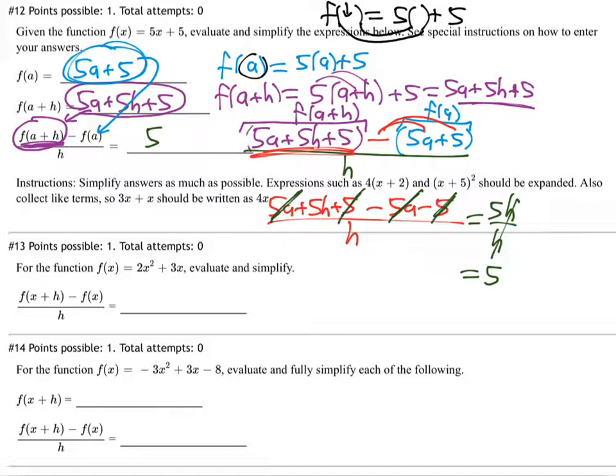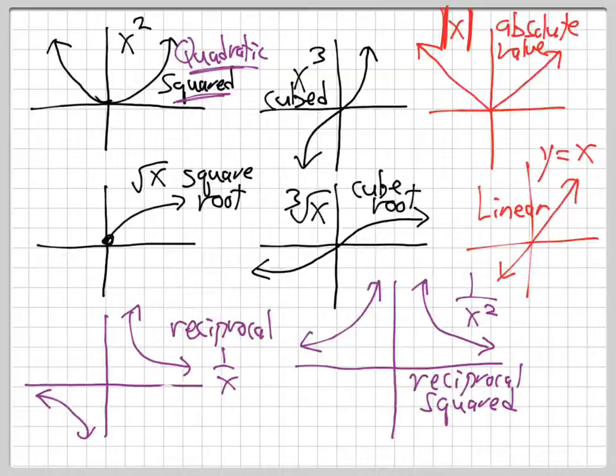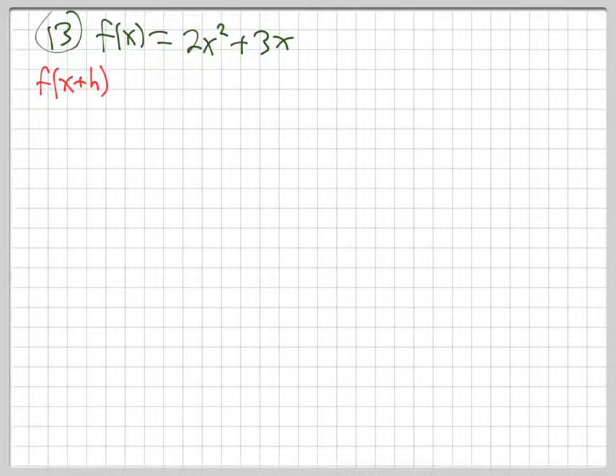So let's try that on number 13. So I'm going to rewrite that one. What is it? 2x squared plus 3x. Do that one, number 13. Okay, so yeah, let's do it. So number 13, f of x equals 2x squared plus 3x. And then they're asking us to find f of x plus h minus f of x all over h, which is what we just did. We did it with an a, now we're doing it with an x, it's the same thing.